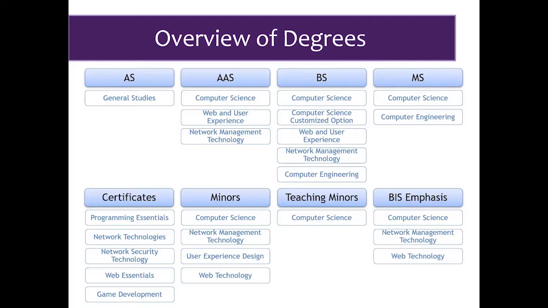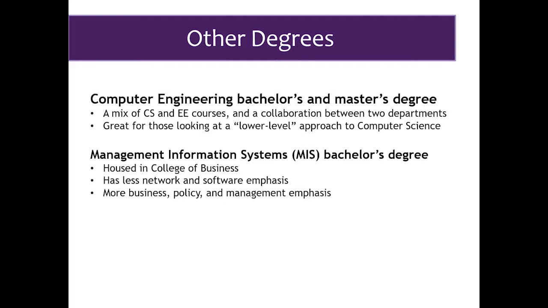Also be aware that while the following screen shows all degrees within the School of Computing, there are 2 additional technology-related degrees here at Weber State University. Computer engineering study can be found with both bachelor and master's degrees. This degree is a mixture between computer science and electrical engineering and is a collaboration between 2 departments. This is great for those looking for more of a lower level approach to computer science or more of a higher level approach to electrical engineering.